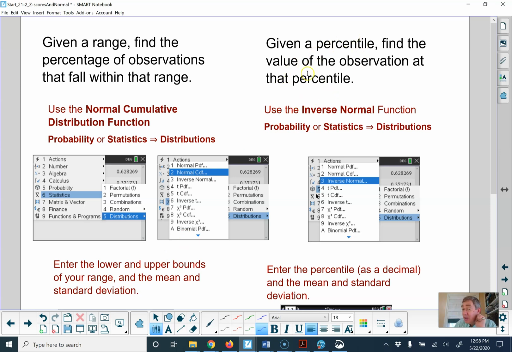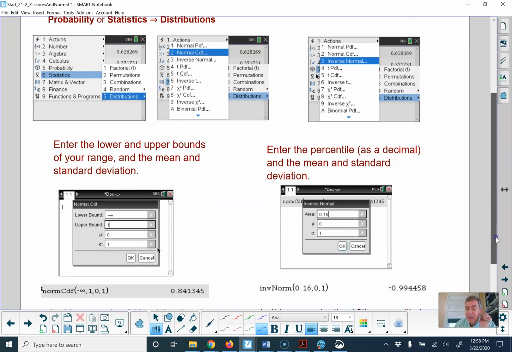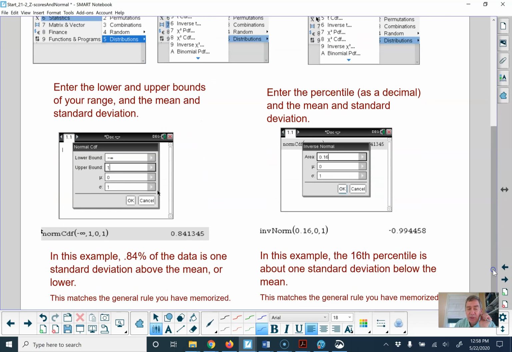If, on the other hand, you're given the percentile and you want to find out what the value is of that percentile, you do the opposite. You do the inverse normal. Again, under statistics distributions, and you enter the percentile as a decimal and the mean and standard deviation, and you get some nice numbers.